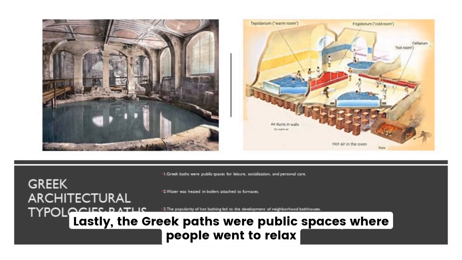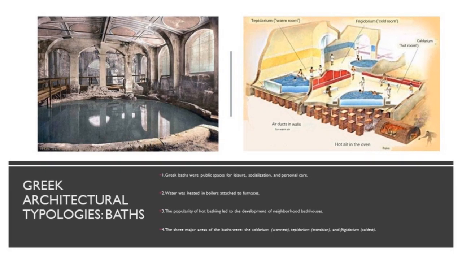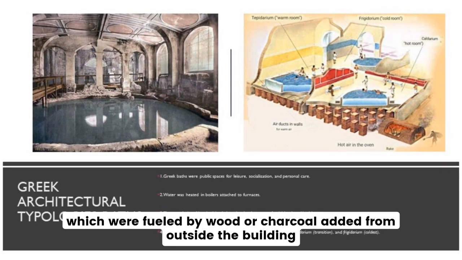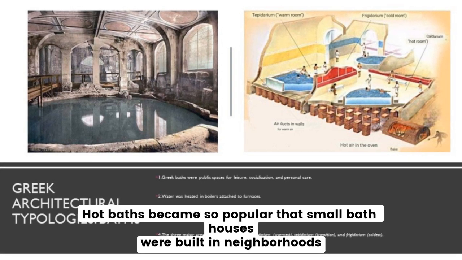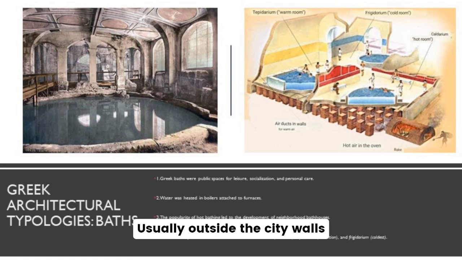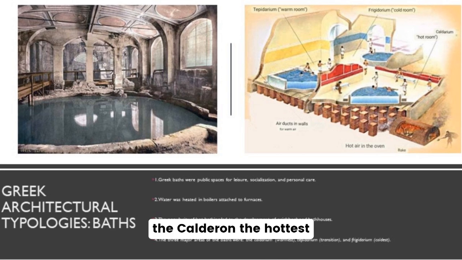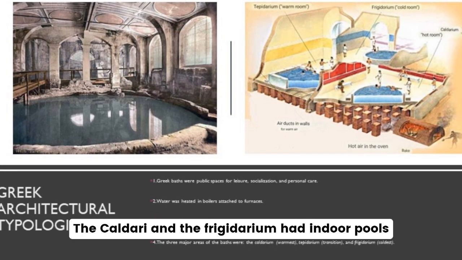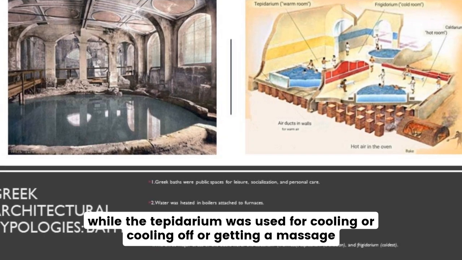Lastly, the Greek baths were public spaces where people went to relax, socialize, and take care of themselves. Water was heated in boilers connected to furnaces which were fueled by wood or charcoal added from outside the building. Hot baths became so popular that small bathhouses were built in neighborhoods, usually outside the city walls. The baths had three main sections: the caldarium, the hottest, the tepidarium, medium temperature, and the frigidarium, the coldest. The caldarium and the frigidarium had indoor pools, while the tepidarium was used for cooling off or getting a massage.